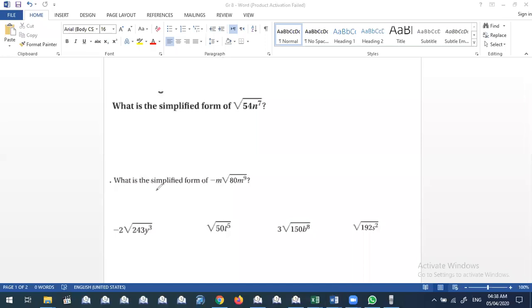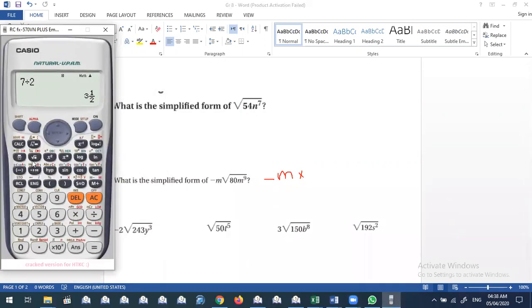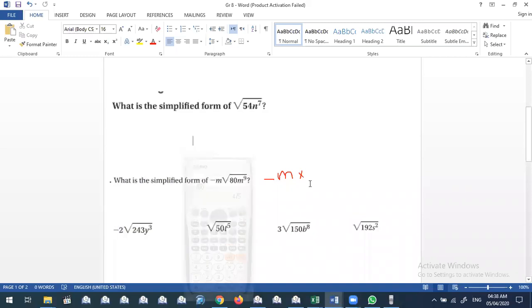Here, what is the simplified form for negative m square root 80m power 9? Step number 1, write negative m as it is, times the square root of the number inside the square root, which is 80. Find the square root of 80 by using the calculator. It gives 4 square root 5. So here I'm going to write negative m times 4 square root of 5.